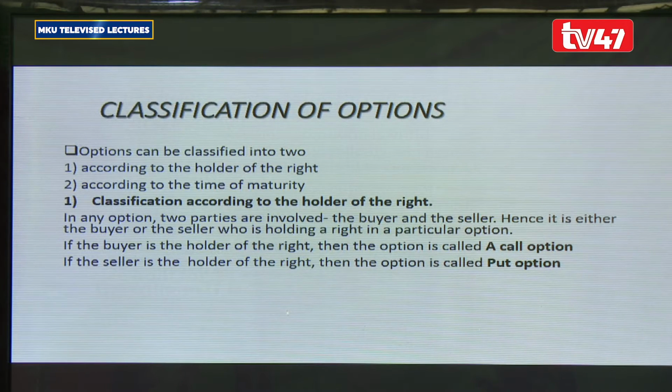Classification of options. They can be classified into two main categories. We have, number one, according to the holder of the right, and number two, according to the date of maturity. Let us go to classification number 1, according to the holder of the right. We have two types: a call option and a put option.